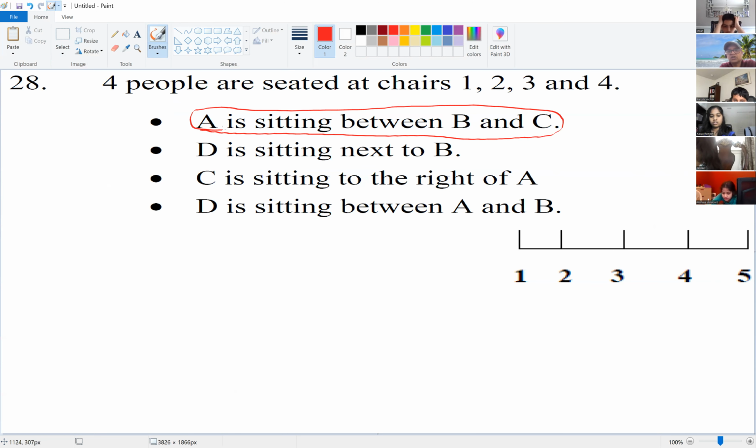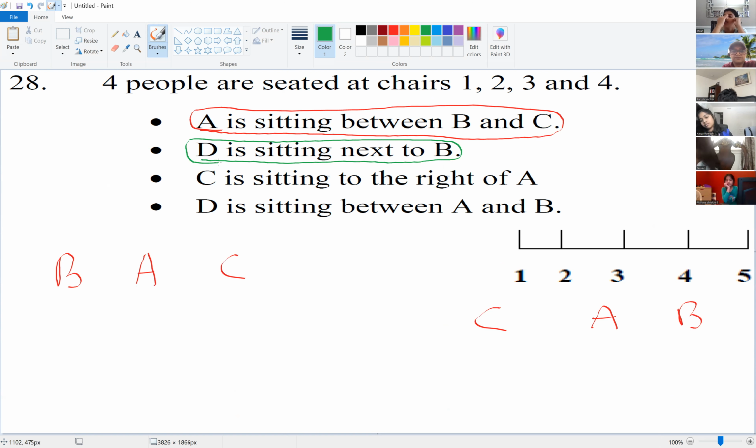So it says 1, 2, 3, 4, 5. What are the options? A is sitting between B and C. Where would A, B, and C be? Don't look at the picture right now. Just say it in the numbers. Who will be on the left? Who will be in the middle? Who will be on the right? It would be BAC. You could have BAC or CAB. So I'm going to write both options. Okay, next. Read the next clue.